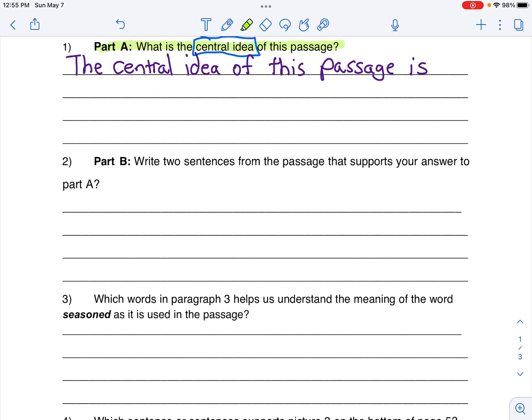Okay, let's move on to number 2. Did you remember to end your sentence with the correct punctuation? All right, let's move on. Part B says, write 2 sentences from the passage that supports your answer to Part A. Okay, do we see a mark that doesn't belong there? It didn't need a question mark, did it? All right. Give yourself a pat on the back if you saw that typo.